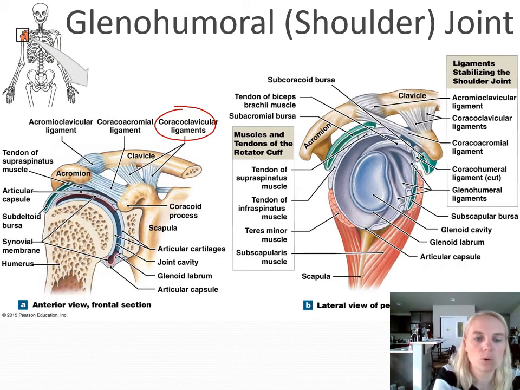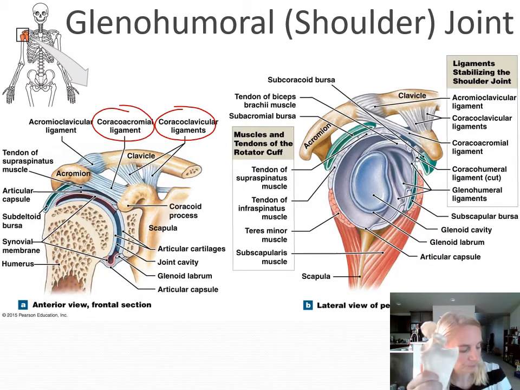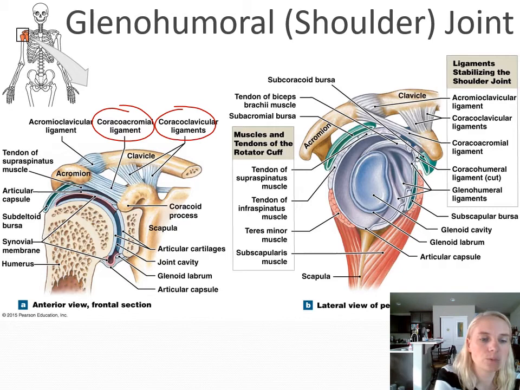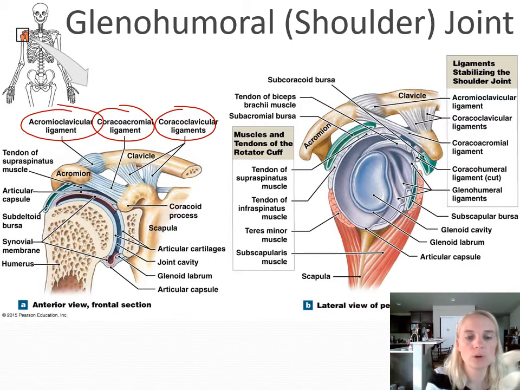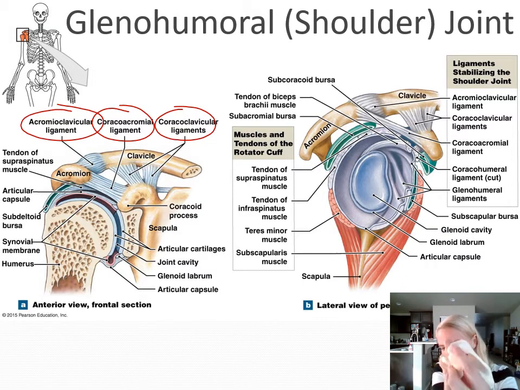Then we have coracoacromial. Here's your acromion process, here's your coracoid process. This is just a ligament spanning between those 2 parts of the same bone. They're not even spanning over a joint, just more stability. And the other one we have here is the acromioclavicular. Where the acromion and the clavicle meet, there's a ligament connecting those together.